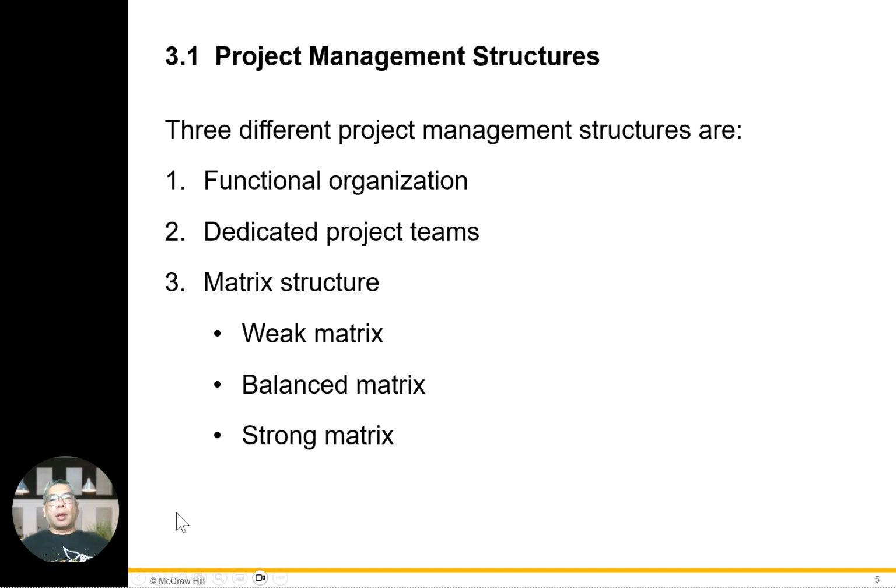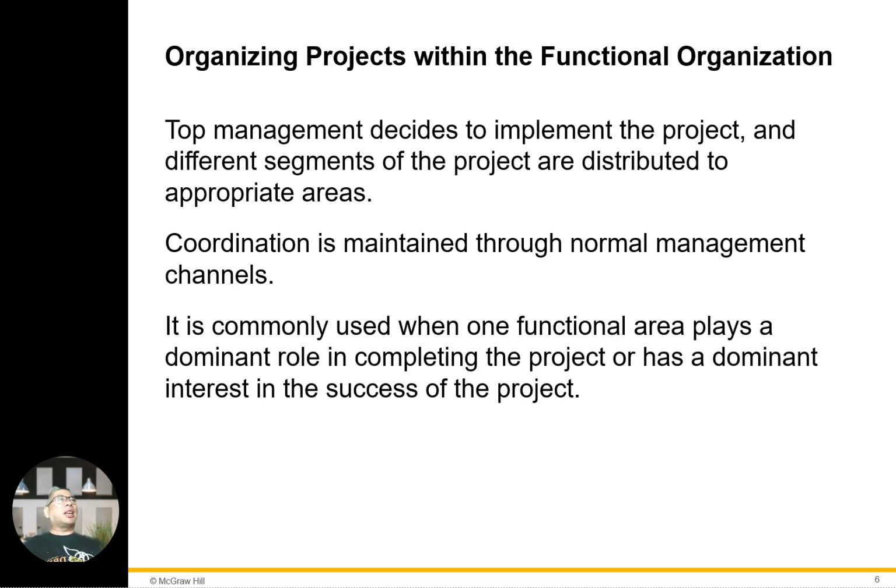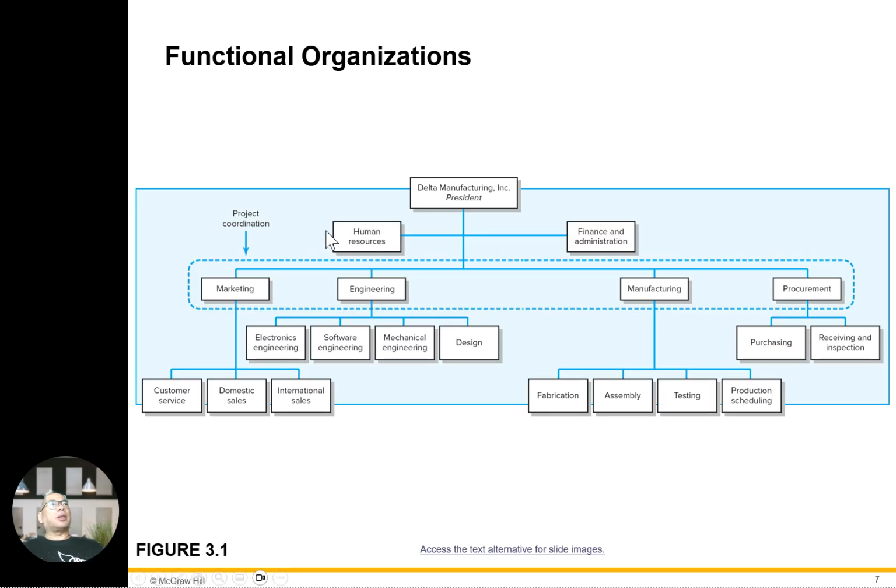Let's look at the next one, the functional organization. Top management decides to implement the project, and different segments of the project are distributed in the appropriate areas. Coordination is maintained through normal management channels. It is commonly used when one functional area plays a dominant role in completing the project or has a dominant interest in the success of the project.